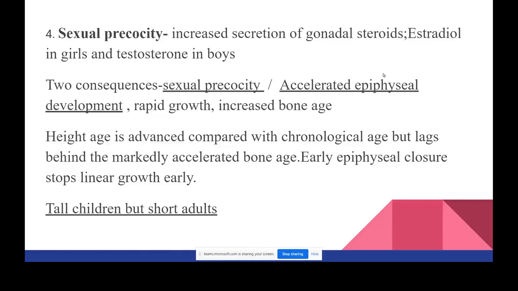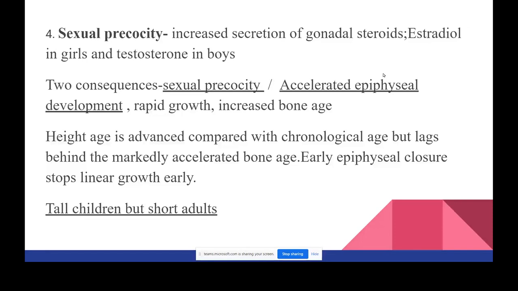There are two consequences from this increased secretion of the gonadal steroid. Number one is sexual precocity. Number two is accelerated epiphyseal development. So with that, we see a rapid growth of the child and increased bone age. But as I told you earlier, height age is advanced compared with the chronological age, but lags behind the markedly accelerated bone age. What does it mean?